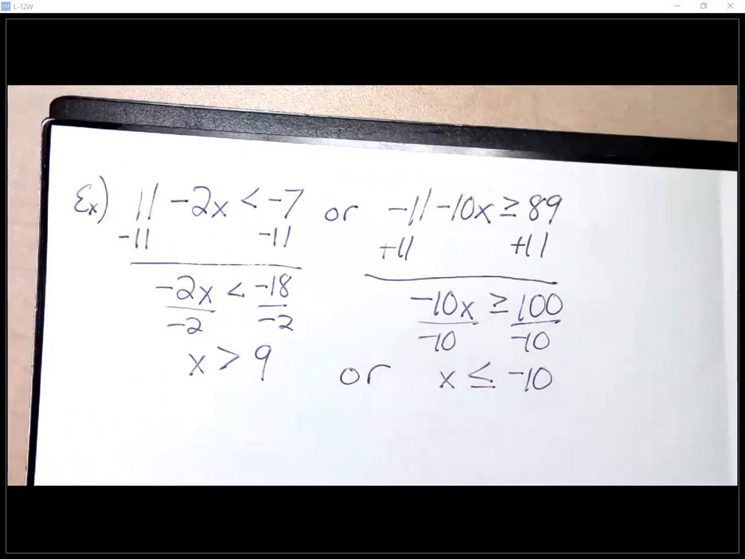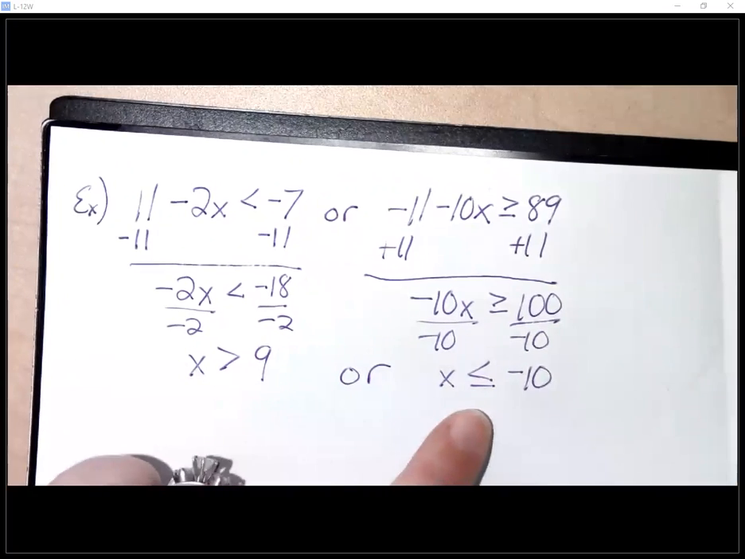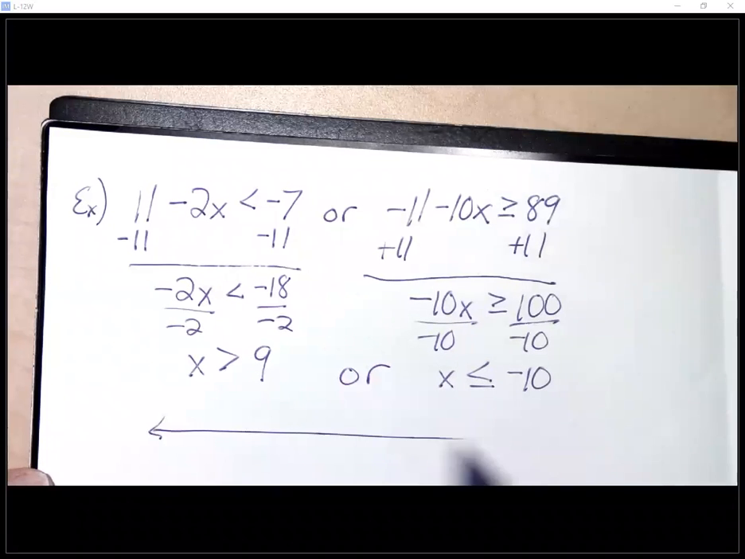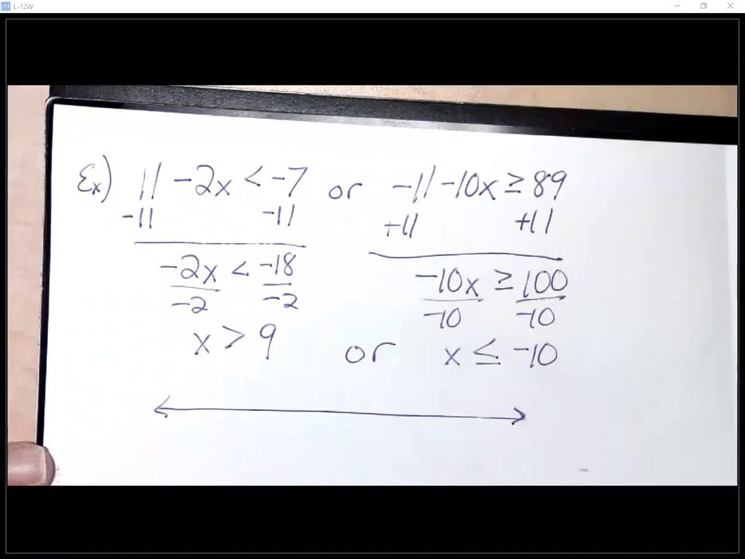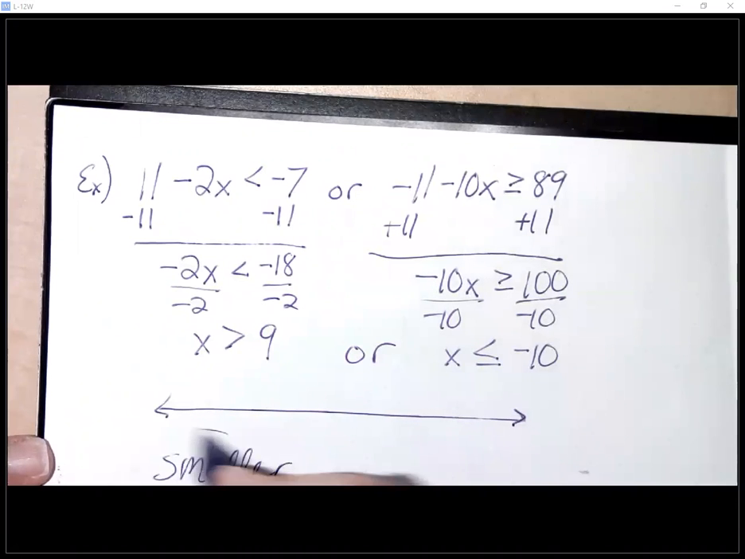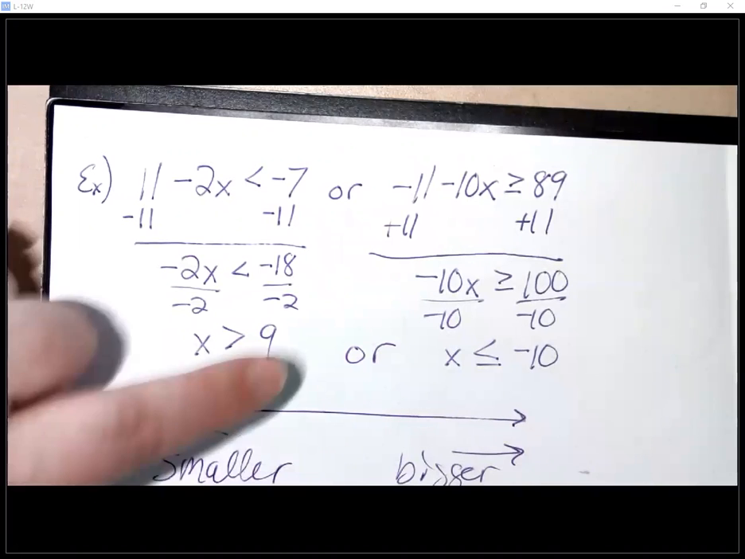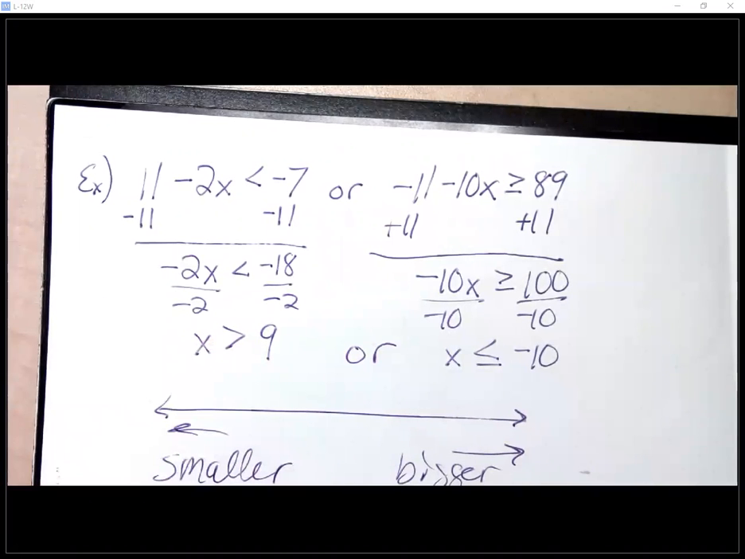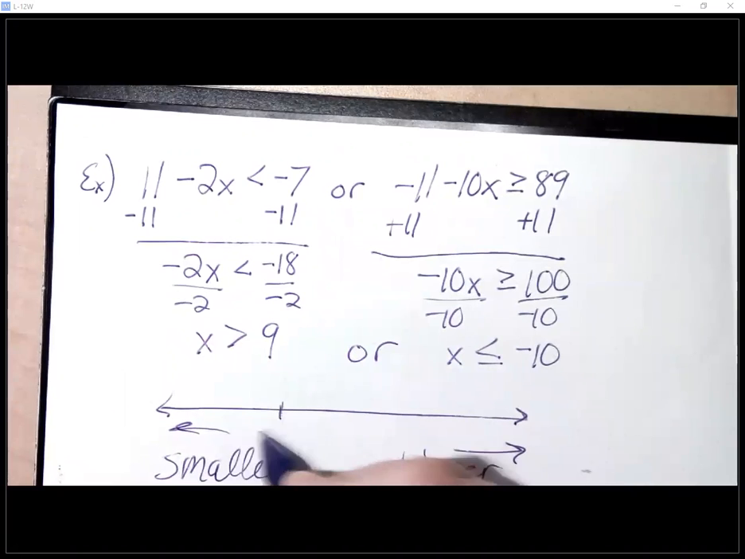So did everybody get this part right? I want x is greater than 9 or x is less than or equal to -10. You got those two numbers? Okay. Now on my number line, please make sure that you put, it's always your smaller number goes over here, right? That way it's getting smaller, this way it's getting bigger. So who's smaller, 9 or -10? -10, so -10 goes over here, +9 goes over here.